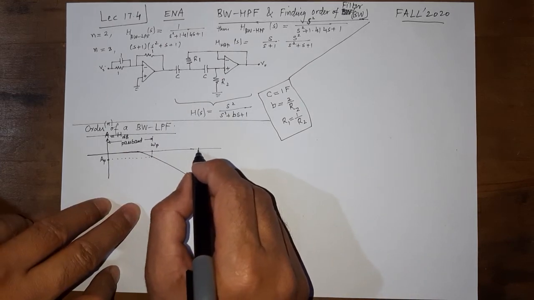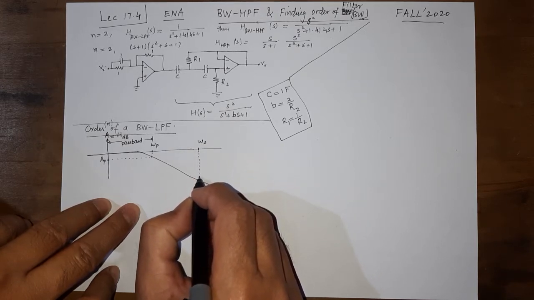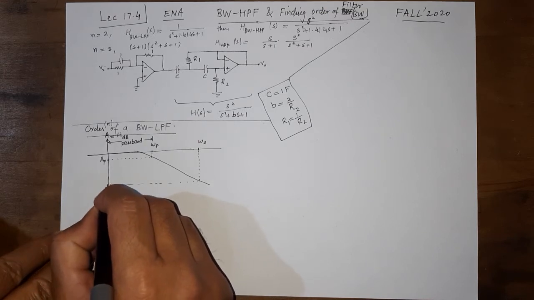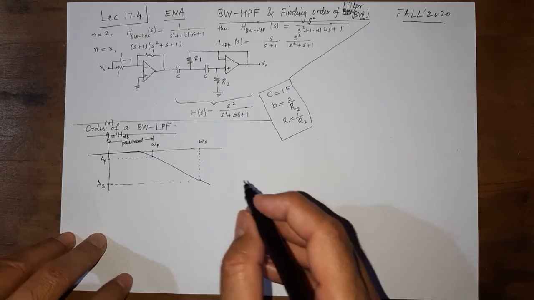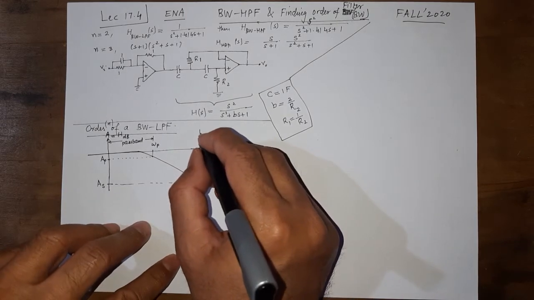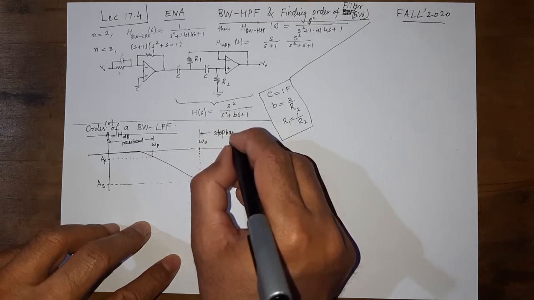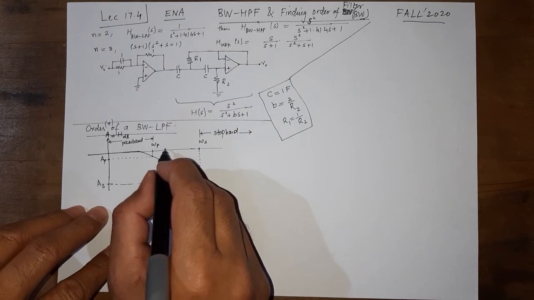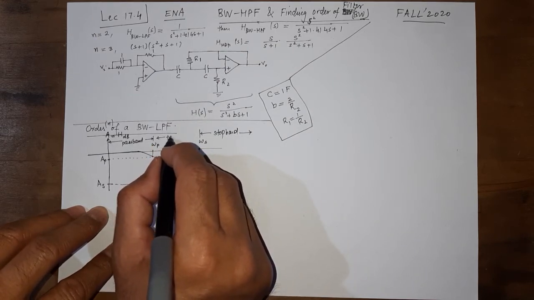And then there is some other frequency omega s. At this frequency we have this H in dB equal to A_s, and this in a way tells us where the stop band starts. So basically between omega p and omega s is the transition band.